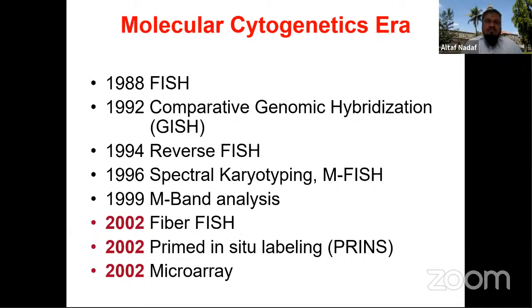This is the overall flow chart of the molecular cytogenetics era. After the conventional karyotype and banding technique, in 1988 the FISH technique was discovered. FISH has nothing to do with the fish we have as an animal in the water; it is the abbreviation of fluorescent in situ hybridization. Then in 1992, a related technique, GISH, genomic in situ hybridization, was developed. Subsequently these techniques were modified: 1994 reverse FISH, 1996 spectral karyotyping and M-FISH, 1999 band analysis, 2002 fiber FISH, primarily in situ labeling, and 2002 microarrays. These developments occurred in the field of molecular cytogenetics.